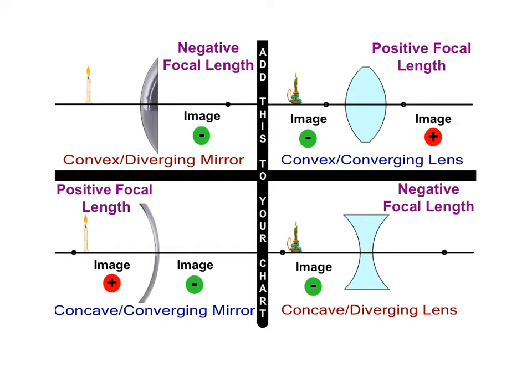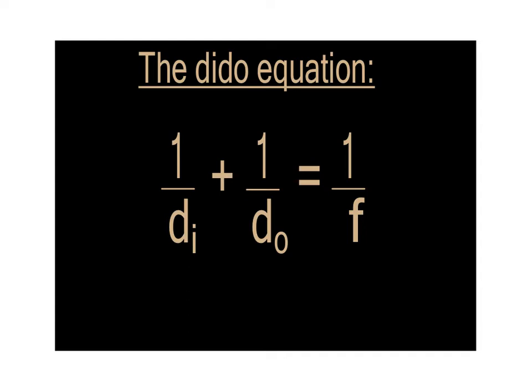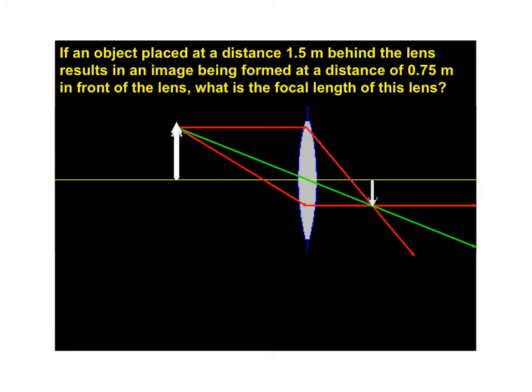The same thing can be said for diverging. With diverging, you always make a virtual image, so the image distance is always going to be negative for your diverging lens. The equation itself is the same one we use with mirrors: 1 over di, the image distance, plus 1 over do, the object distance, is equivalent to 1 over your focal length. So let's take a look at a quick practice problem.